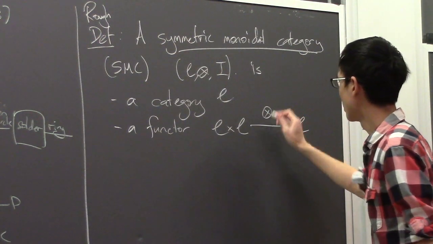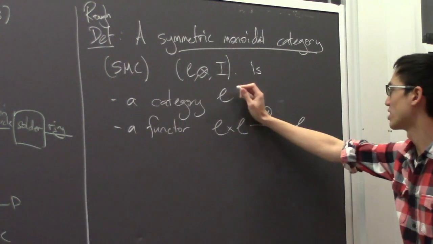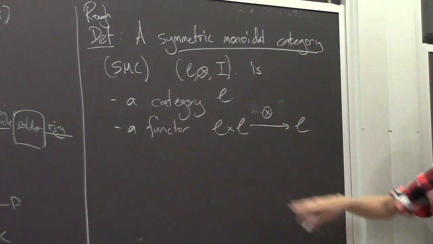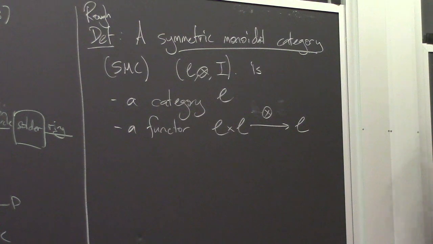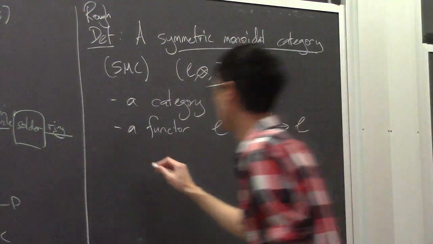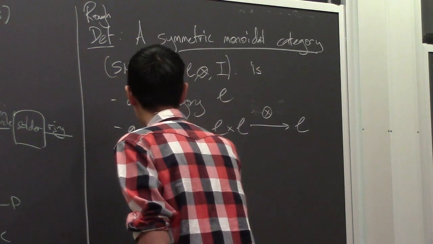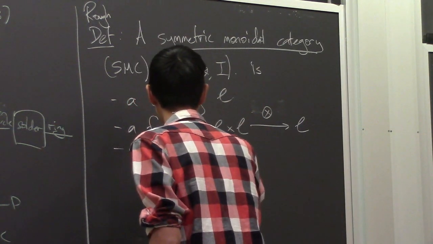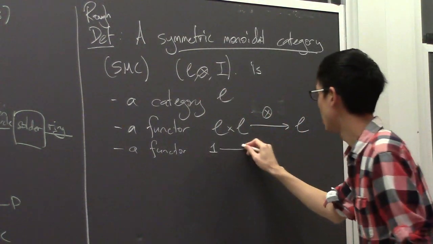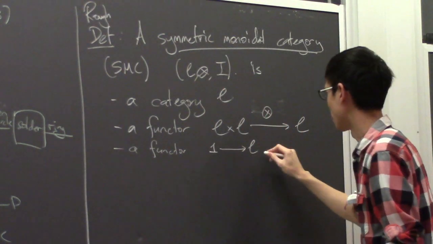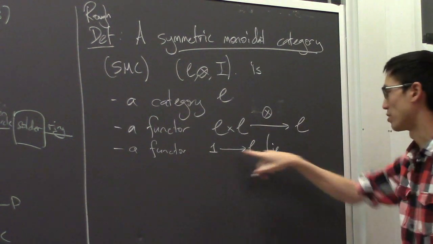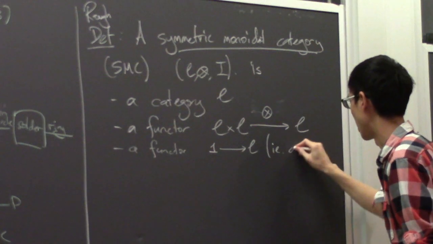So that's a category, and I'm going to have this functor that I've called tensor that takes pairs of objects and returns an object, and takes pairs of morphisms and returns a morphism. Okay. So that's the monoid structure. There's this unit I. So I also want to talk about a functor from the one object category to C. But remember, we saw the other day that a functor from the one object category to a category is just the same as an object.